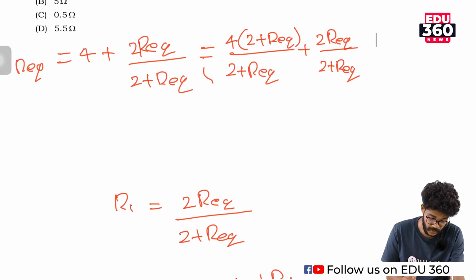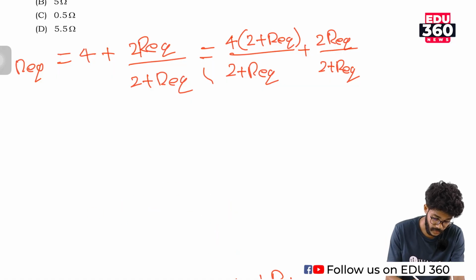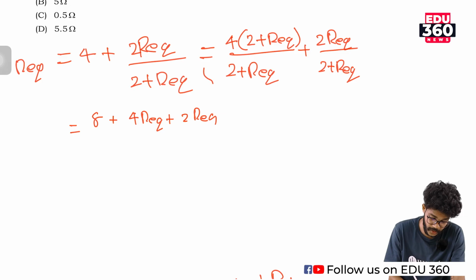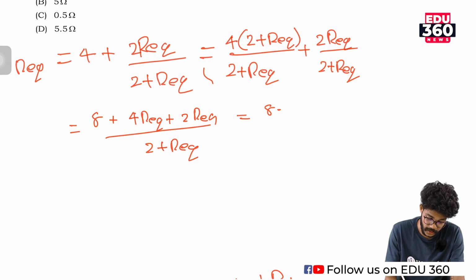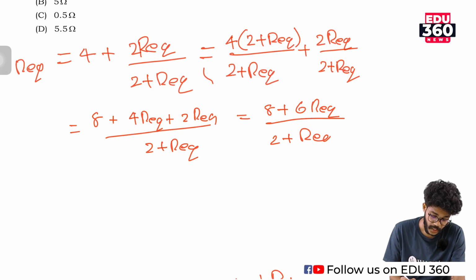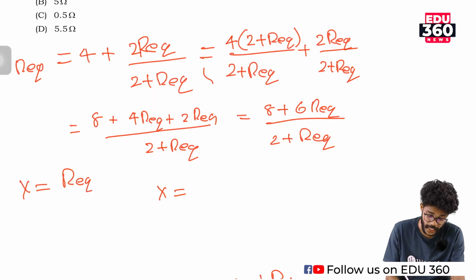Okay, so from this equation, R equivalent is equal to 4 into 2, which is 8, plus 4 R equivalent plus 2 R equivalent, all divided by 2 plus R equivalent, which is equal to 8 plus 6 R equivalent divided by 2 plus R equivalent. So that is equal to R equivalent. So I am substituting x as R equivalent. x is equal to 8 plus 6x by 2 plus x.